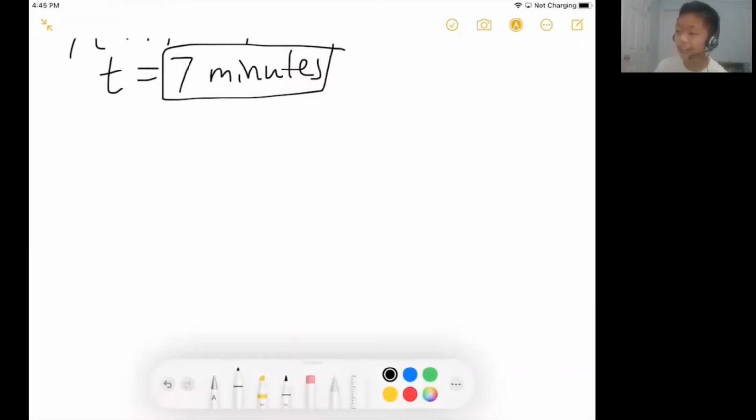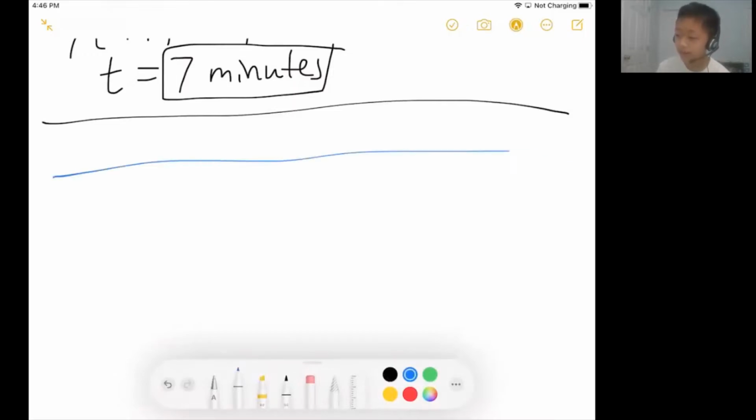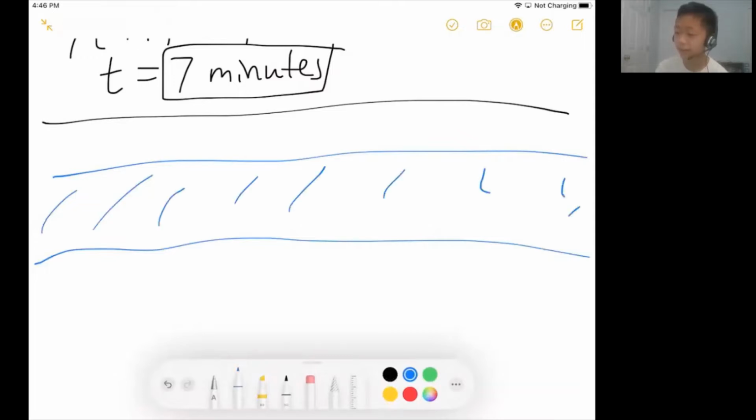So you have Jake again, and he's on a river. So let's say you have a river. This is your river, and he's paddling upstream, so let's draw his boat. So this is Jake, right?